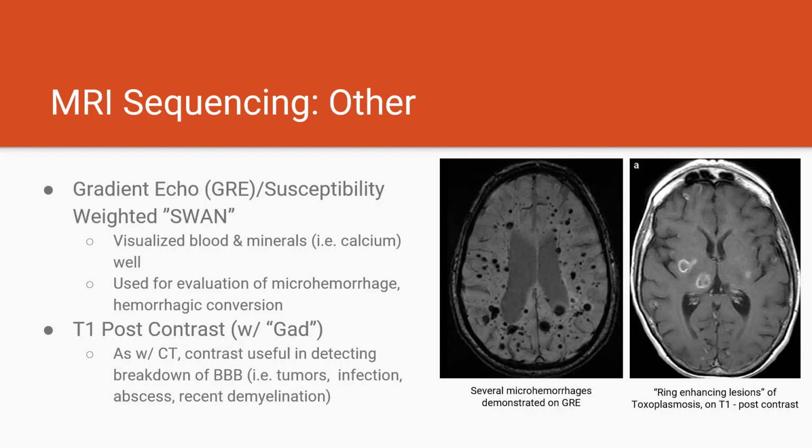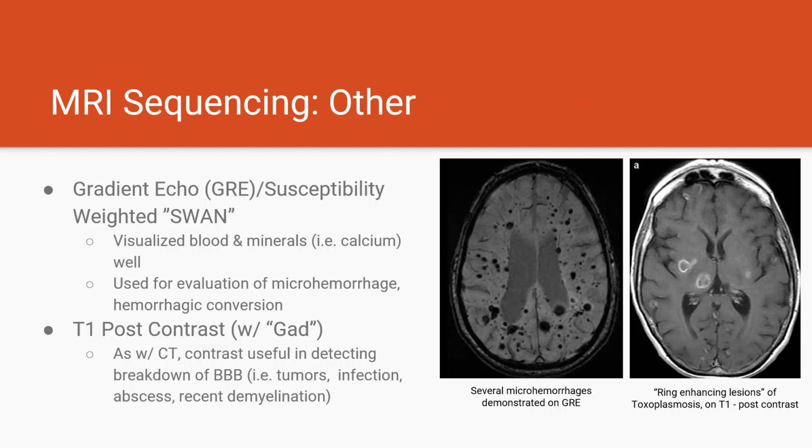And then the last sequence in MRI that I'm going to talk about is post-contrast, which is performed with gadolinium contrast. I'm not going to belabor this because I touched on it already with CT, but remember that contrast helps to detect areas of breakdown of the blood-brain barrier. So specifically, this helps us classify and interpret things such as certain tumors, infections, abscesses, things like this. Ring-enhancing lesion here, toxo on the right, and then also acute demyelinating plaques in MS.